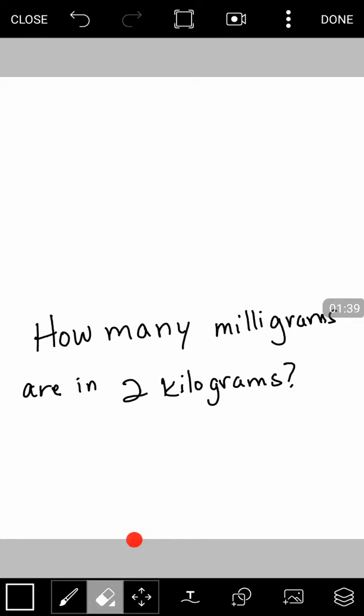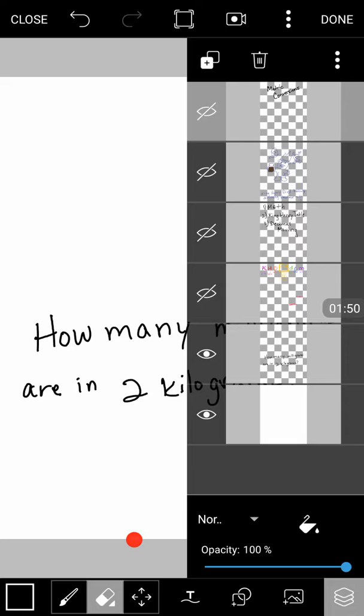The base unit here is grams. The prefixes we have are kilo and milli. So hopefully you are familiar with what I mean when I say the base unit versus the prefix for the unit.